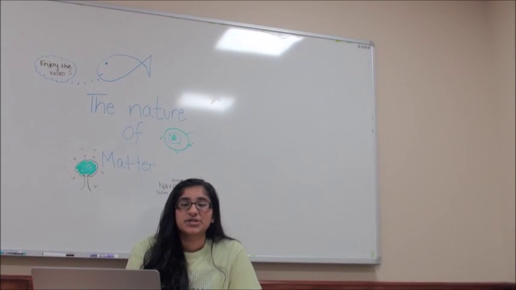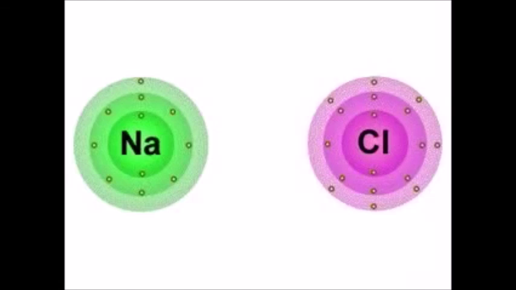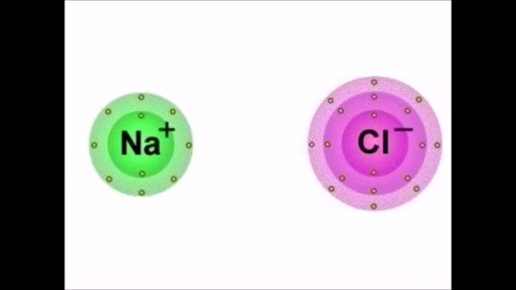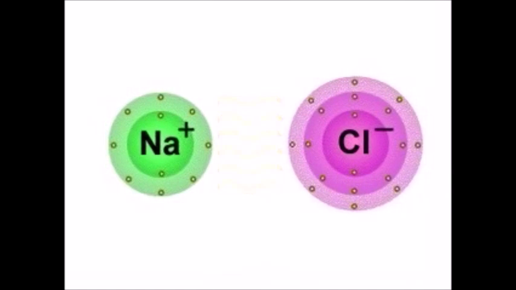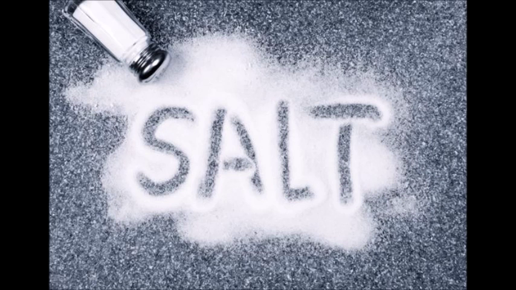For example, sodium chloride, which is composed of sodium and chlorine. Sodium and chlorine are both elements, and chlorine with 7 electrons needs one more to make itself stable. In doing so, it attracts sodium, and together they make a stable compound, which is known as salt.